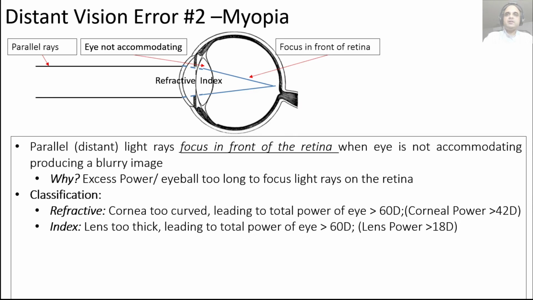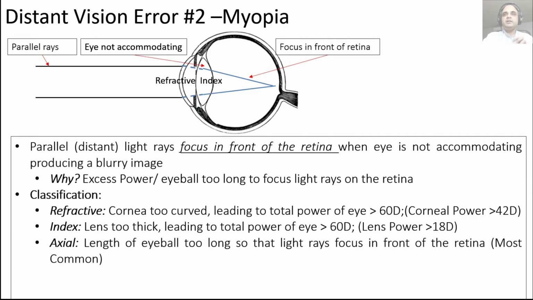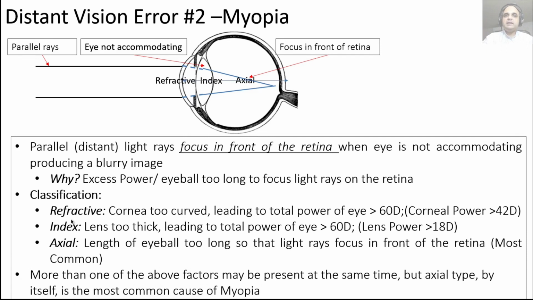Index myopia occurs when the lens is too thick so that the total power of the eye is more than 60 diopters, and this time because the power of the lens is greater than 18 diopters. The third one is called axial myopia, which is the most common cause of myopia, in which case the eyeball is too long so that the light rays are focusing in front of the retina because the eyeball is too long. And again, you can have more than one of these three factors that contribute to a myopia in a patient, but again, axial form is the most common form.